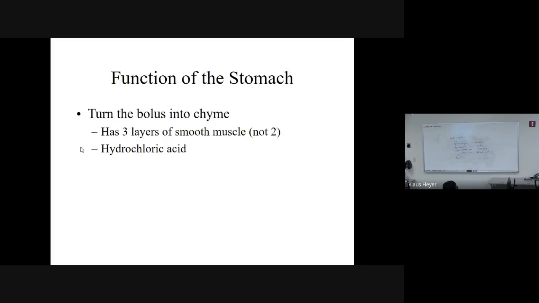So stomach: function of the stomach, how is the stomach adapted to perform that function? You want to liquefy your food, that's what the stomach does. So this is question number 3.